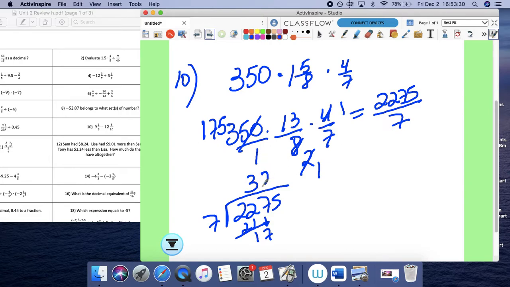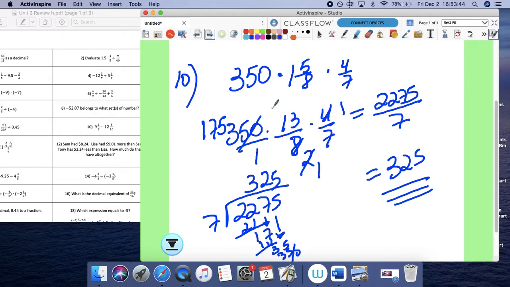7 goes into 17 2 times, which is 14. 3 left over, 5 comes down. 7 goes into 35 5 times. Oh, nice. So this actually becomes exactly 325. The final answer is 325 pounds.